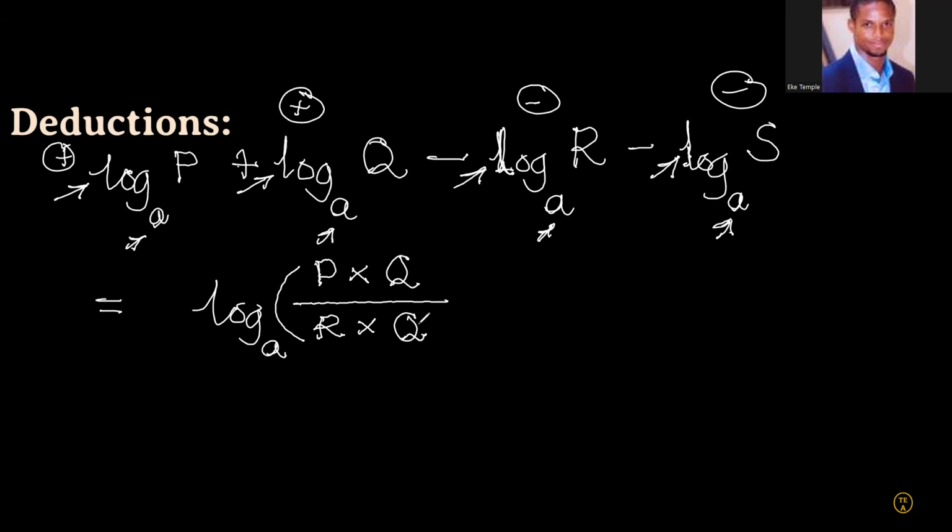R and S will multiply themselves in the denominator. That's why. This is the combination. Combination completed. So the positive logarithms multiply themselves in the numerator. The negative logarithms have their arguments R and S multiplying themselves in the denominator. Let us look at another pattern.